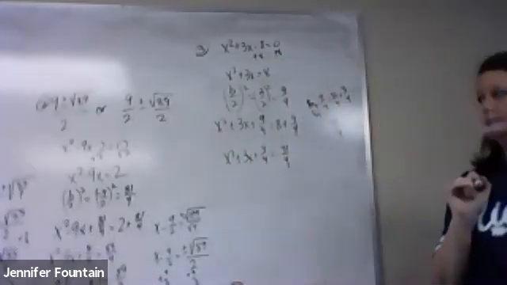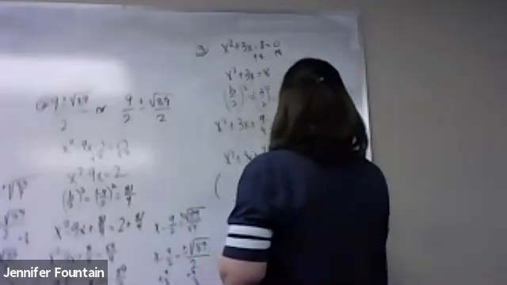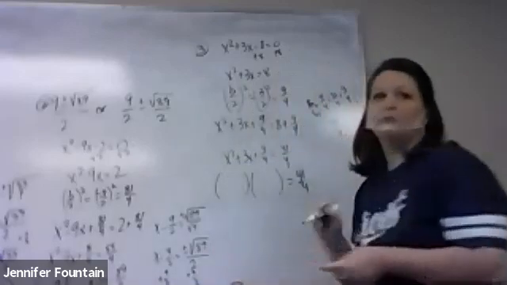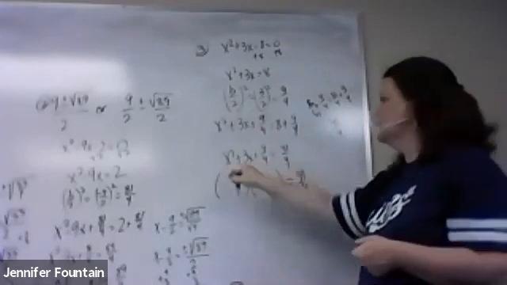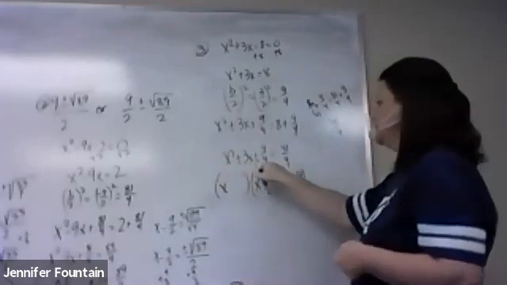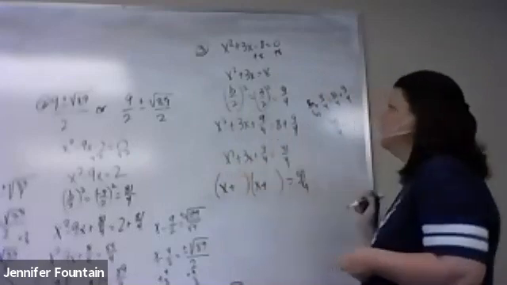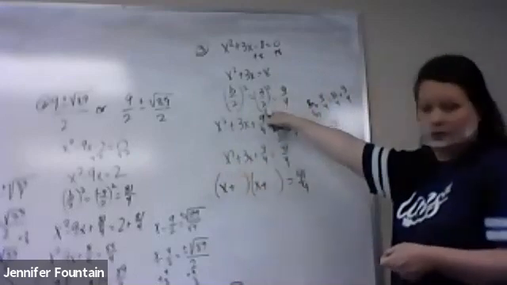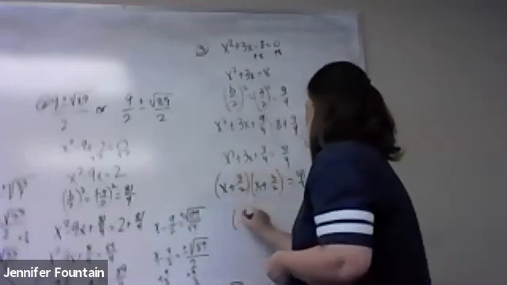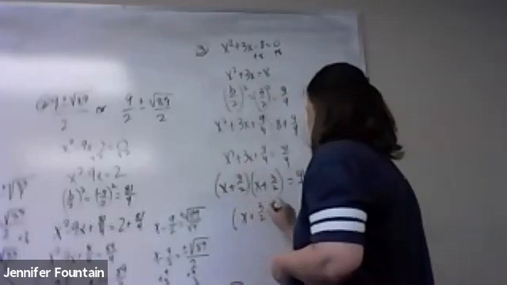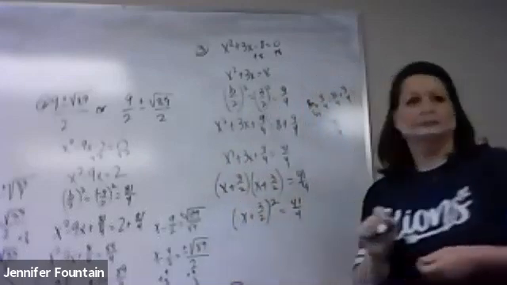Next step, set up my parentheses to factor my perfect square trinomial side. My right-hand side, 41 over 4, just stays the same. First terms will be x, signs will be the same, and they are both positive. And the square root of 9 over 4 is 3 over 2. I can write that as x plus 3 over 2 squared is equal to 41 over 4.